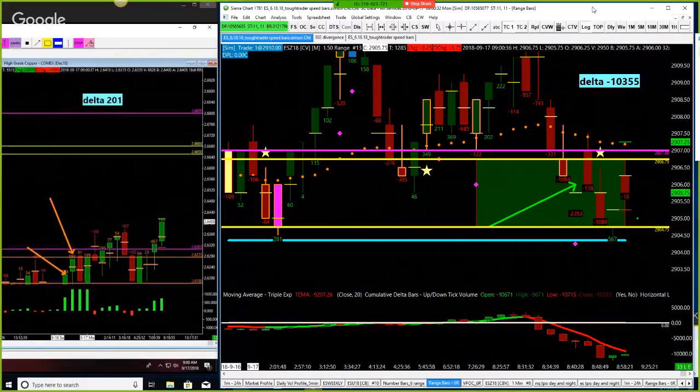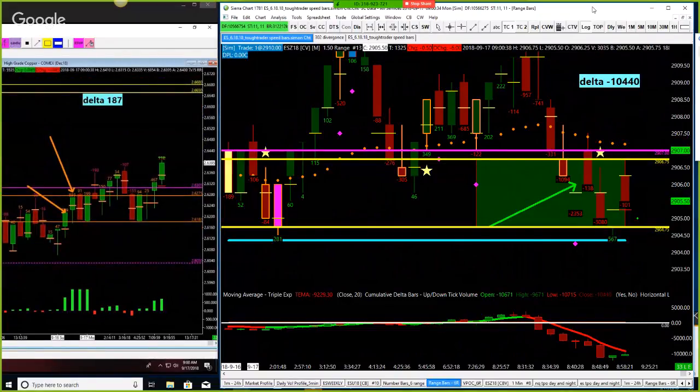I just don't have the setup I wanted. It came all the way back over here off the large formation. This is the setup I wanted for long, and I wasn't around to take it. So now I'm going to have to wait till it sets up again, and it will. I had a small trade right here this morning while I was doing the pre-market.